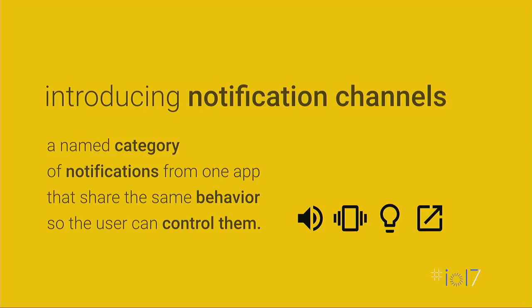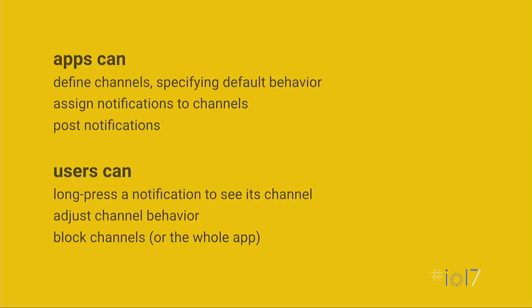It's a new API in O. A channel is a named category of notifications from one app that all share this same behavior: vibration, sound, light, whether they pop up on screen, so that the user has explicit and fine-grained control. So as an app, you'll get to set up all your own channels, defining the default behavior. For example, a private message should pop up, and a tag maybe doesn't pop up, or it's got a lower priority. And then users, when they long press a notification or use the new slide gesture to look at it, can see what channel it's on and make changes right there in line.